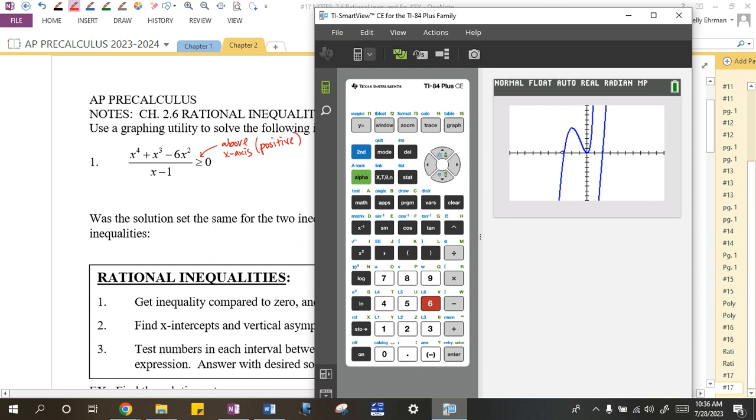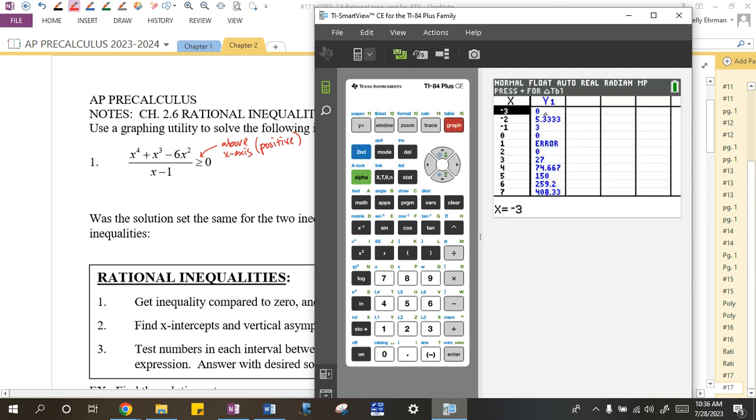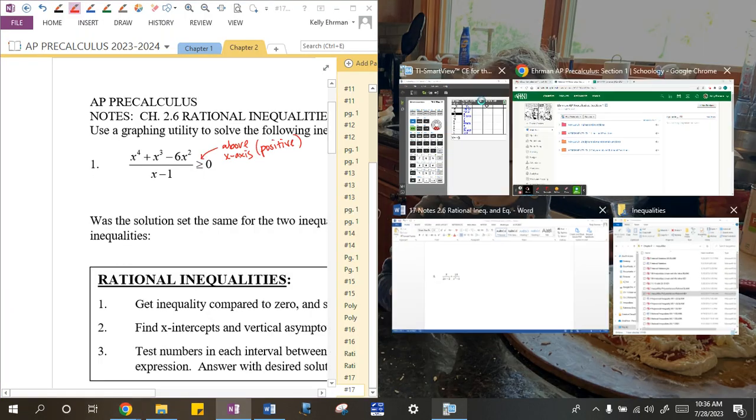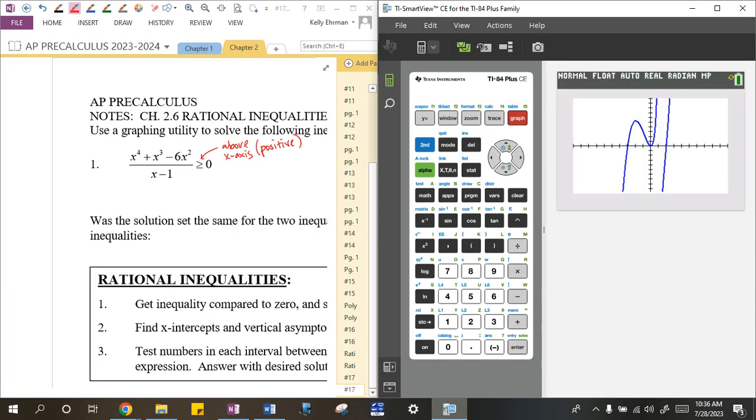So I don't want to take the time to find all these zeros. So because I think they're integers, I'm going to go to the table. So second graph. Yeah, so my table says that, yes, -3 is a 0, 0 is a 0, and 1 is an error, so that's the vertical asymptote, 2 is a 0. So if I'm looking at this, let me split screen so I don't have to keep going back and forth. If I'm going back to the graph, where is this graph above the x-axis?